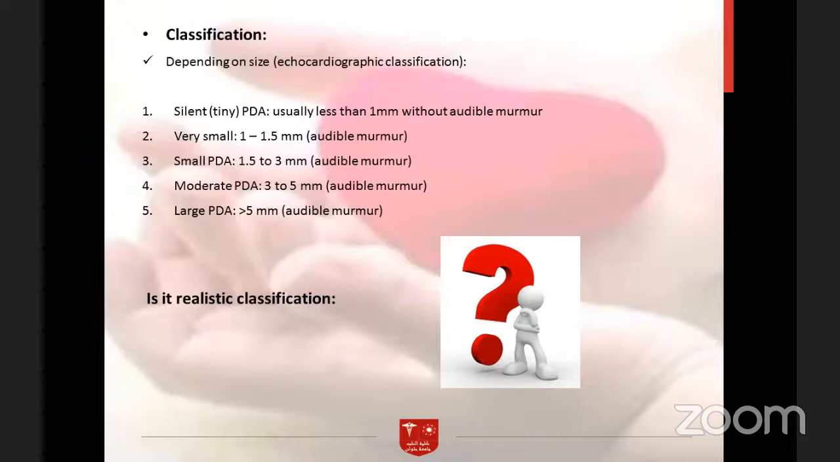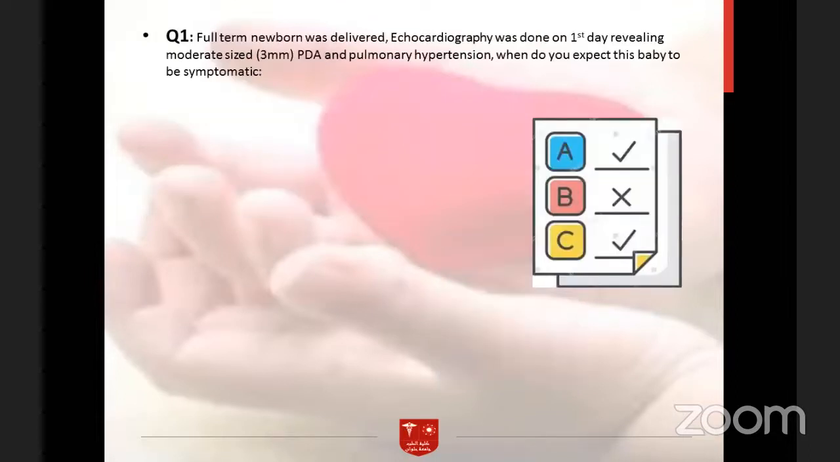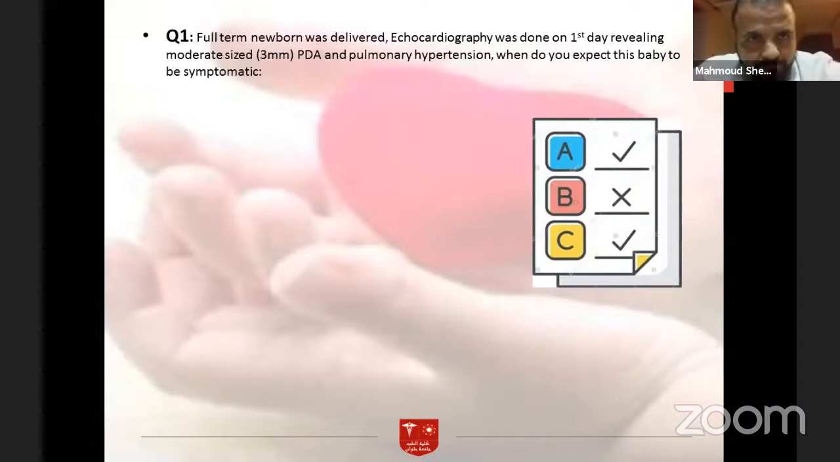For example, it's completely different when you are comparing a moderate size PDA, or let's say a 4 millimeter PDA, in a 4 kilogram baby versus a 30 kilogram child. And here we will come to the first stop in this talk with 2 questions.